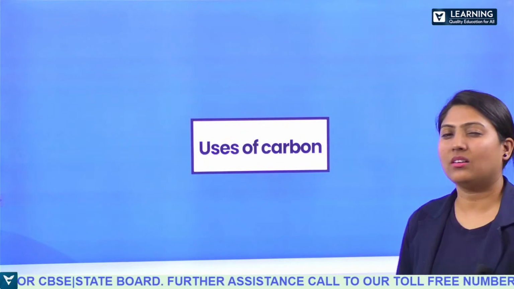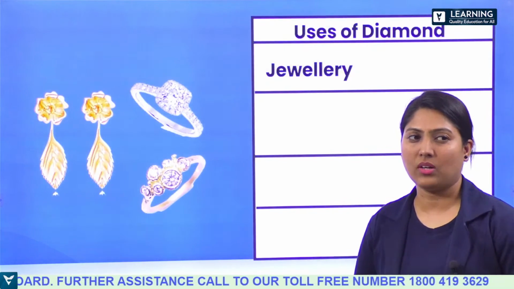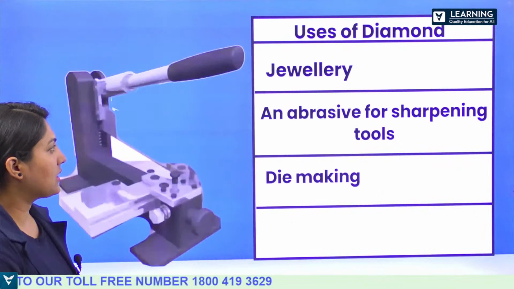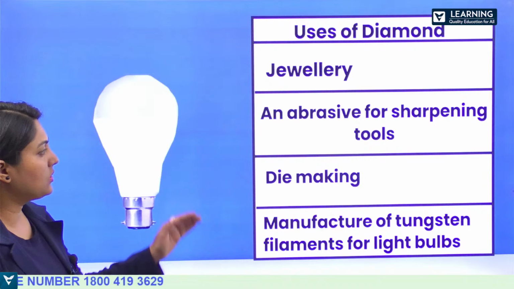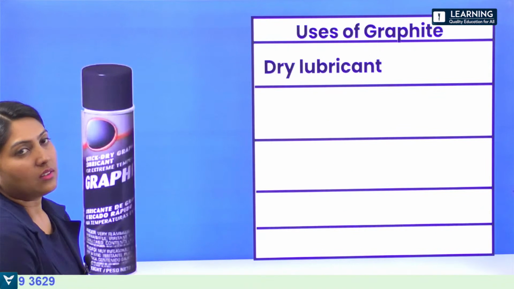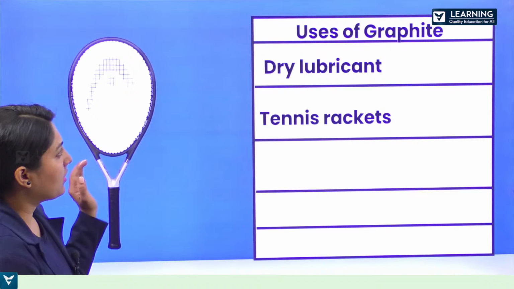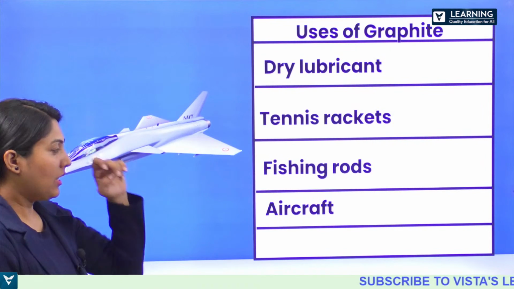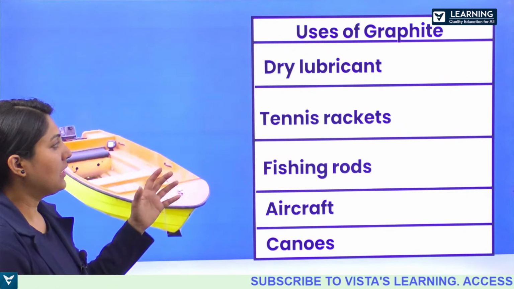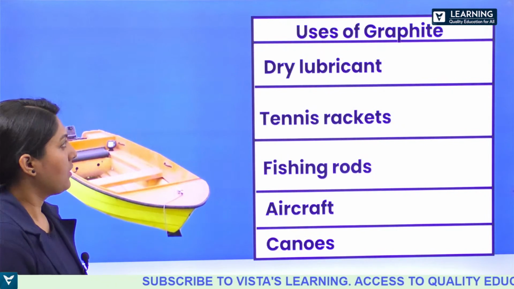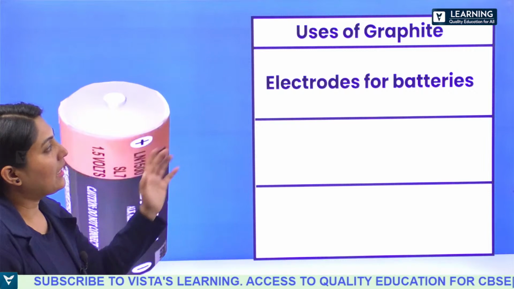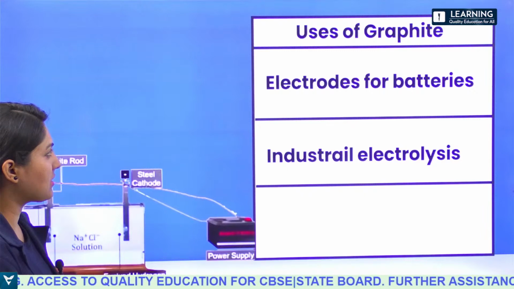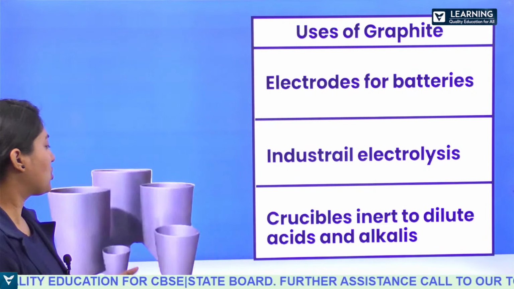So here we have the visuals of what we just discussed. Diamond can be used in jewelry, and we can use it as an abrasive for sharpening tools, dyeing and manufacturing tungsten. Graphite can be used as a lubricant and in aircraft, fishing rods, tennis rackets and cannons. So everywhere we are using graphite, and it is also used as an electrode in the battery. This is the graphite which is used as an electrode in batteries and industrial electrolysis.